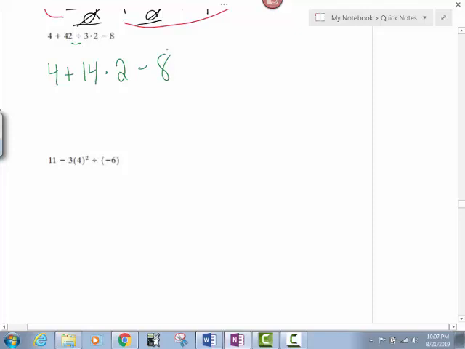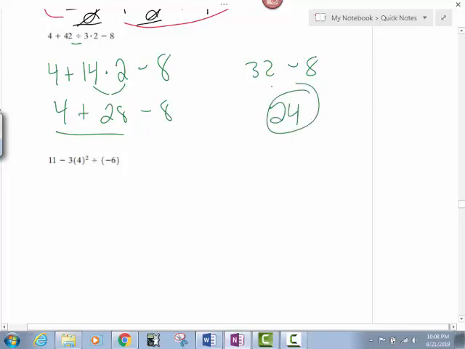Now we still have multiplication, so we have to do that next. 4 plus 14 times 2 is 28 minus 8. Okay. Let's go left to right. 4 plus 28 is 32 minus 8. And 32 minus 8 is a total of 24.